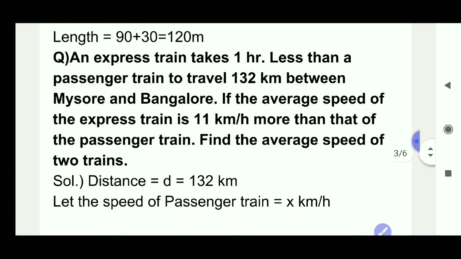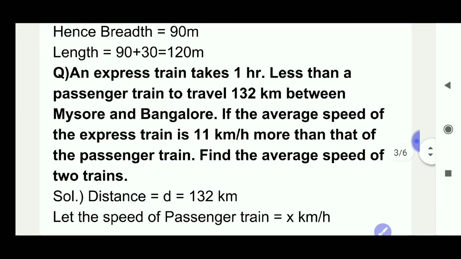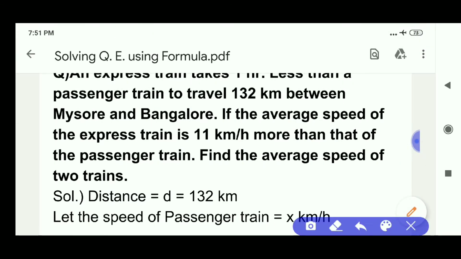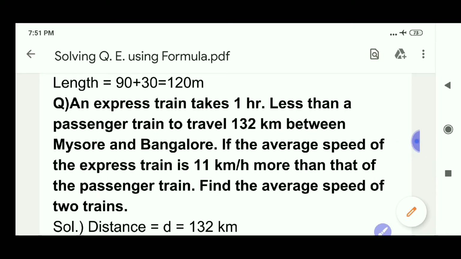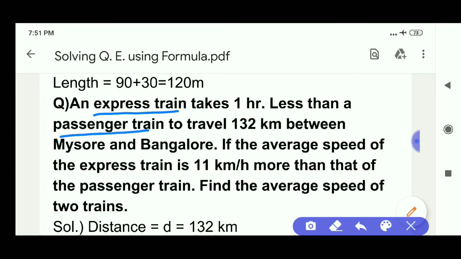What is that question? An express train takes 1 hour less than a passenger train to travel 132 kilometers between Mysore and Bangalore. By observing this sentence, we know that here two trains are there, express train and passenger train. The difference between these, the time difference is 1 hour. The distance is the same, that is 132 kilometers.